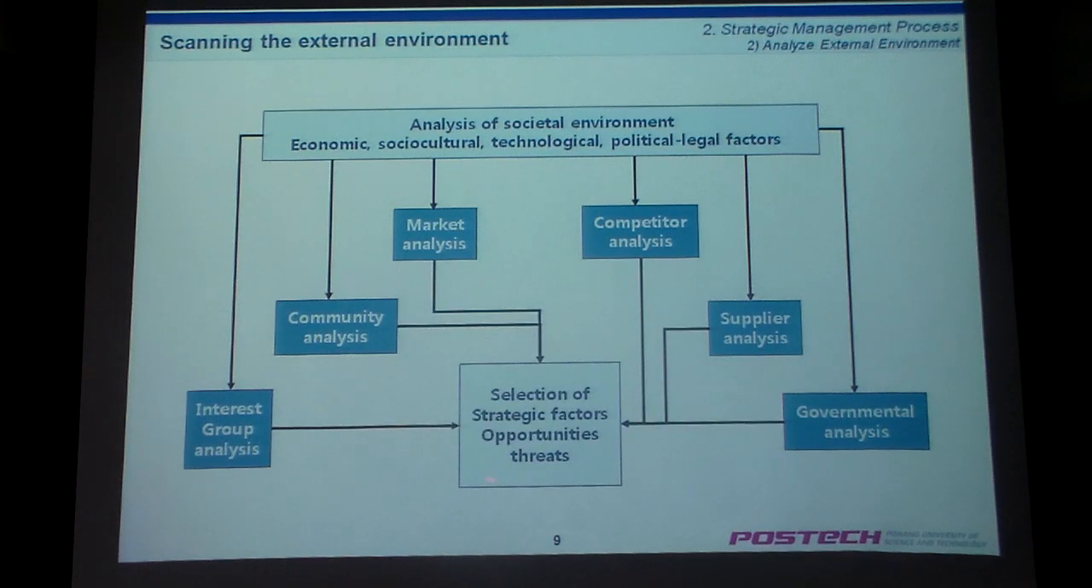And so the selection of strategic factors, opportunities and threats. Through the external analysis, and to some extent industry analysis, you go for strategic factors of opportunities and threats. So the SWOT analysis: strengths and weaknesses, opportunities and threats. Through the external analysis you find out threats and opportunities. Through the internal analysis, which is forthcoming, you find the strengths and weaknesses, right? This is opportunities and threats.